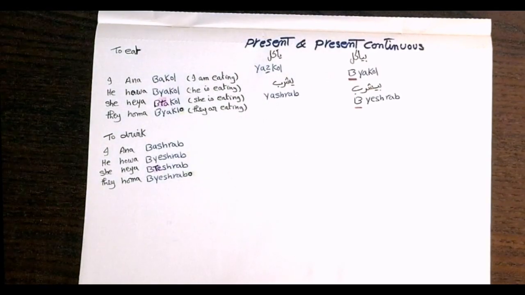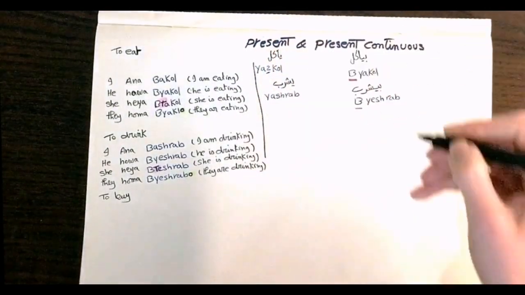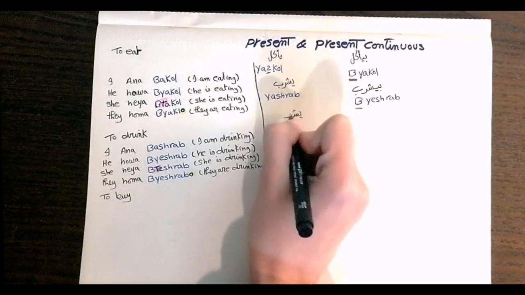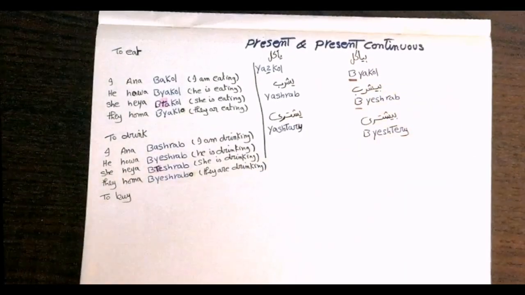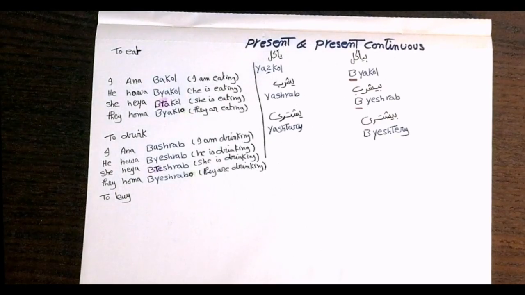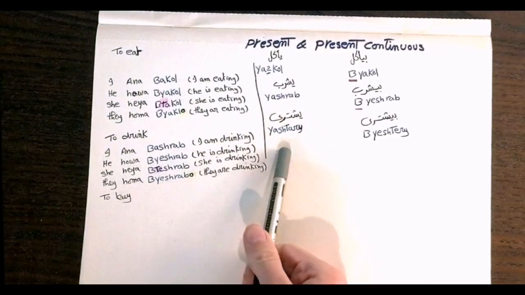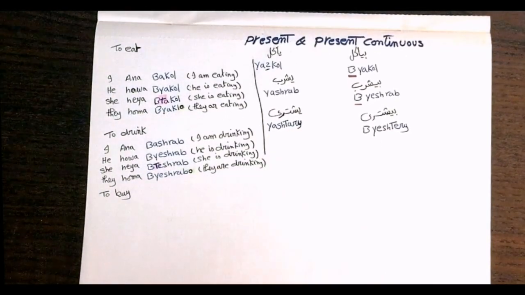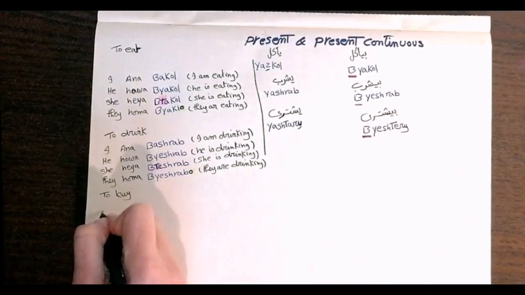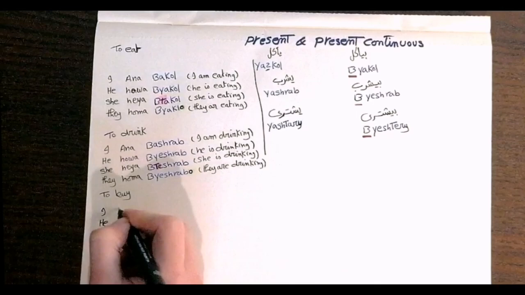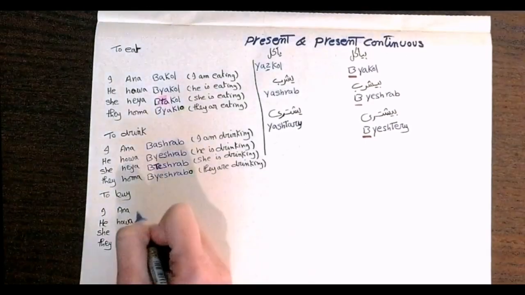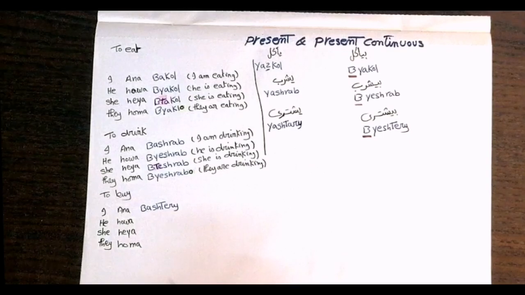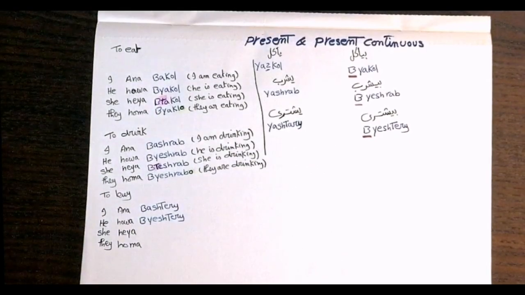Another verb, for example, is to buy. So again, in MSA it's يشتري, in Egyptian يشتري. For present continuous it's بيشتري. So أنا بشتري, هو بيشتري, هي بتشتري, هما بيشتروا.